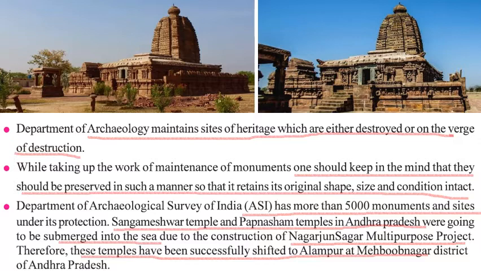So what the Archaeological Survey of India did, they literally took these temples and shifted them to Alampur in Mehbubnagar district of Andhra Pradesh to keep them safe. So right now these two temples are safe in this district. This is the kind of thing ASI does. It keeps in mind their original shapes and sizes and preserves them as they were built as far as possible. It is not always possible, but they do try to keep them preserved.